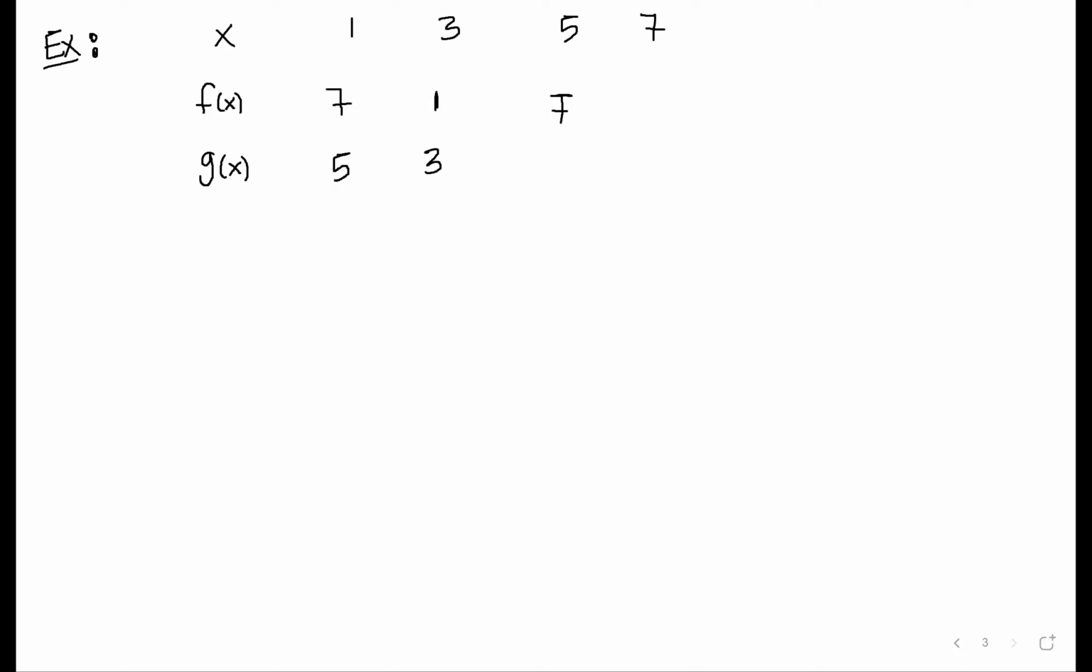Here I'm going to use f of 5 is 3. f of 7 is 5. Here f of 1, g of 1 is 5, 3. Here I'm going to use 7 and 1. So the question is: find f of g of 3.